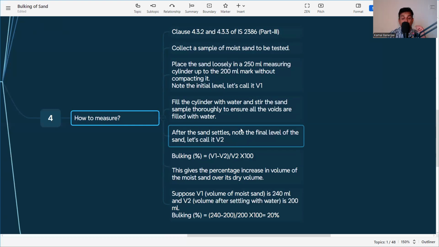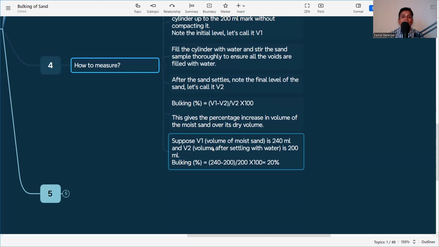Why V2? Because V2 is the actual volume of the sand, but V1 is the volume of sand plus the moisture. That is why the difference is divided by V2, into 100. This gives the percentage increase in volume of the moist sand over its dry volume. So let's take an example. If V1 is 240 ml and V2 is 200, then 240 minus 200 divided by 200 equals 20%. So the bulking of sand will be 20%.